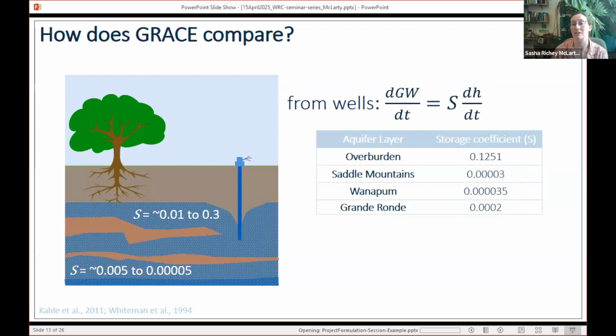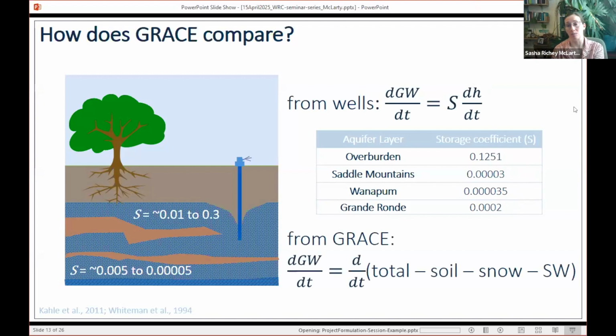Let's say you have a 1 meter or 1 foot change in your water level in your well. You're going to have a lot more associated storage loss in the unconfined than you do in the confined. And this becomes really important in comparing what GRACE is telling us is being seen from storage loss versus what is actually happening.